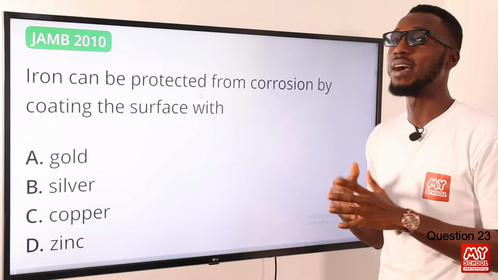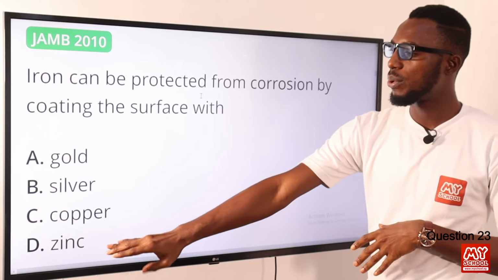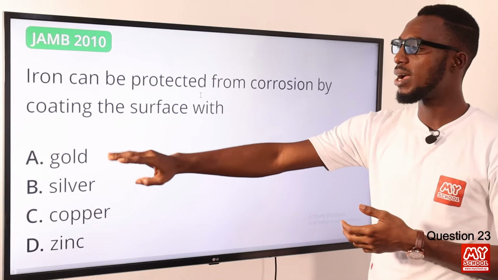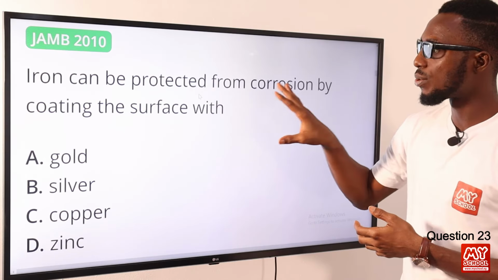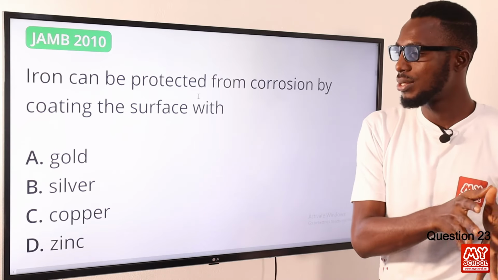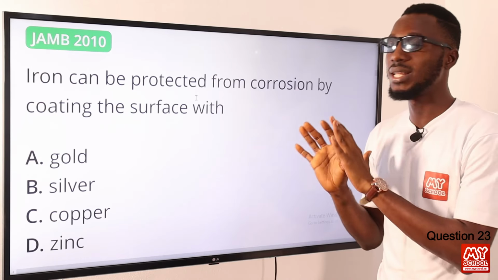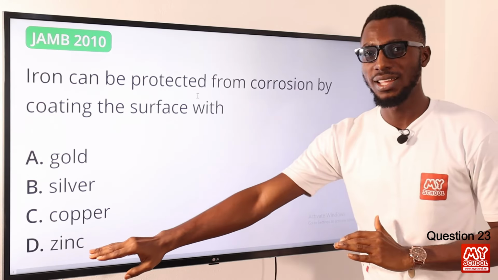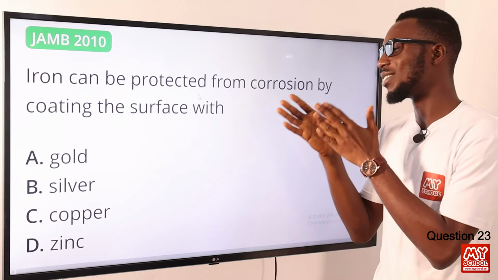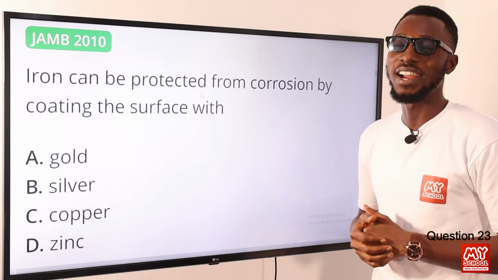We can use the galvanization method, that is the use of zinc. But if you look at copper, silver, and gold, as well as chromium, you can actually use them as well to coat the surface of iron in the process referred to as electroplating. So electroplating is unique to these, but the one that actually stands out is zinc, so galvanization. Because of the distinct nature of how zinc stands out in these options, I will just go for zinc. So zinc is the viable option.